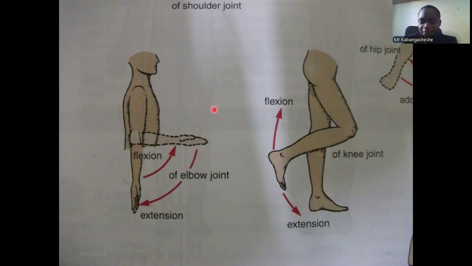So that is extension. So these movements at the joint will provide movement of the skeleton in a particular direction. So those are two opposite directions that we expect. Joint bends, flexion. Joint straightens, extension.